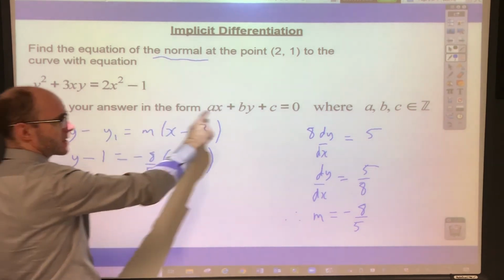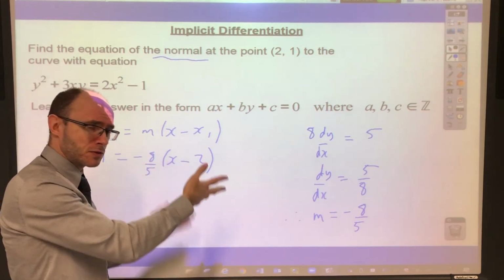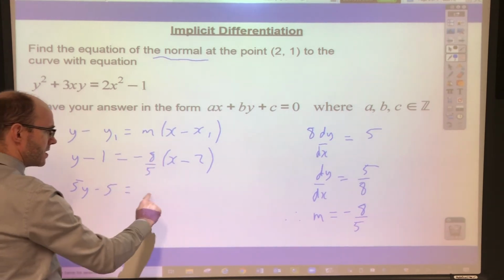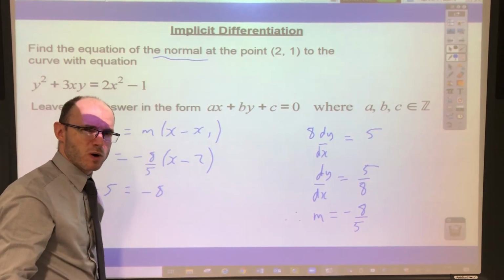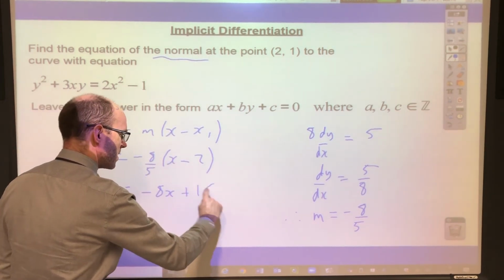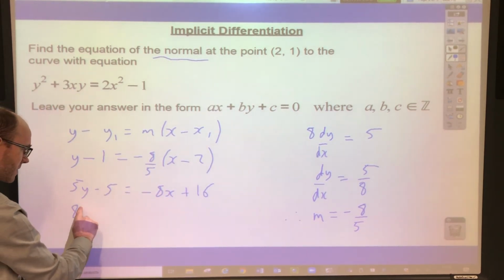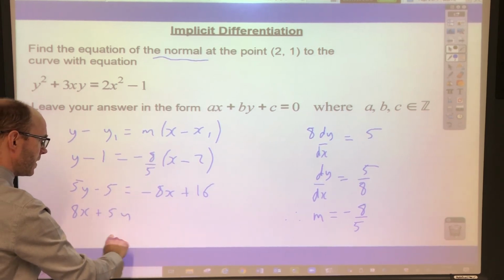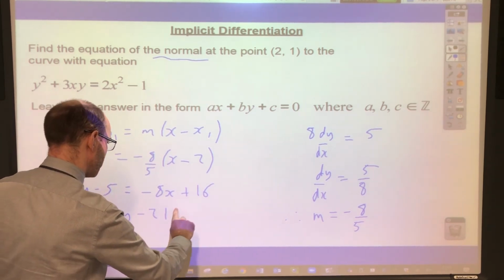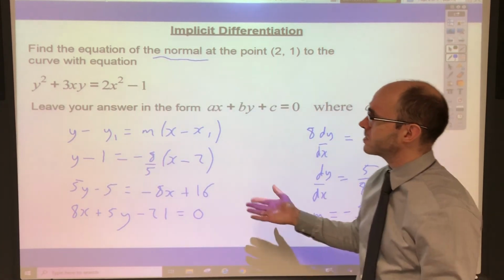Only, of course, it says give it in this form here. So what I would do is multiply both sides by 5 first, so there are no fractions involved. So multiply by 5, you get 5y minus 5 on the left, and on the right, you've got negative 8 times (x minus 2). Let's expand the brackets as well while we're at it. So negative 8 times x, and then negative 8 times negative 2, so plus 16. And then I think we're ready to write everything in that form. So let's put that over to the left-hand side. So you have 8x plus 5y, and then we'll subtract 16 as well, so it'll be 5 subtract 21, is equal to 0. So 8x plus 5y minus 21 is equal to 0, and that's our equation of the normal.